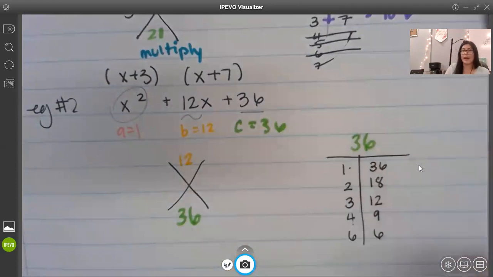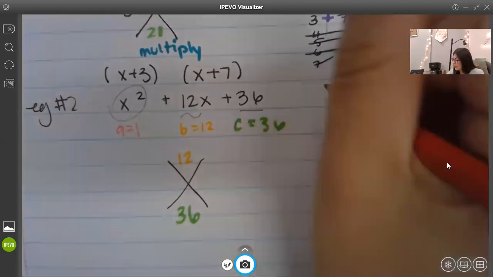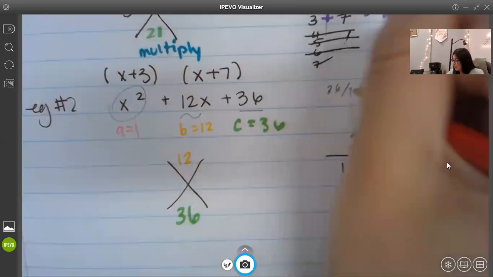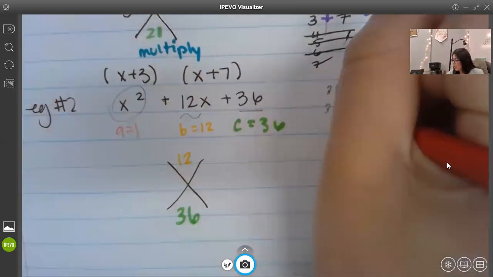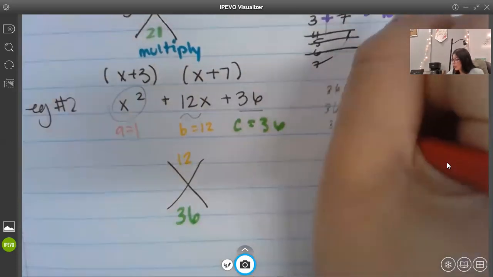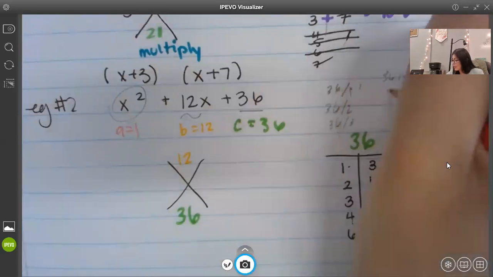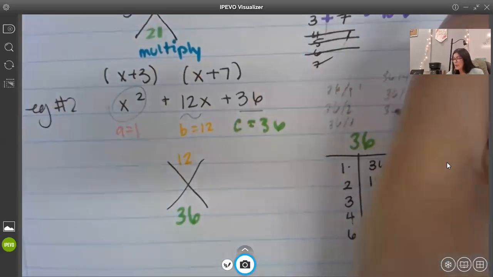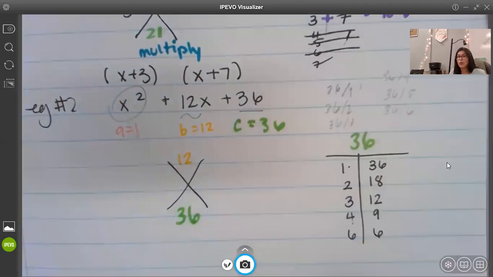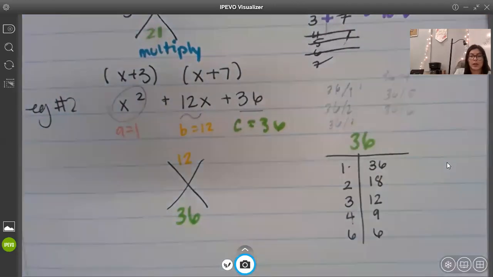Now, if that part is confusing, how I'm getting the list of factors, I'm getting it from doing, because I know the multiplication chart. If you don't, then you're going to have to divide. 36 divided by 1, 36 divided by 2, 36 divided by 3, 36 divided by 4, 36 divided by 5, 36 divided by 6. That's what you're going to have to do if you don't know your multiplication chart.